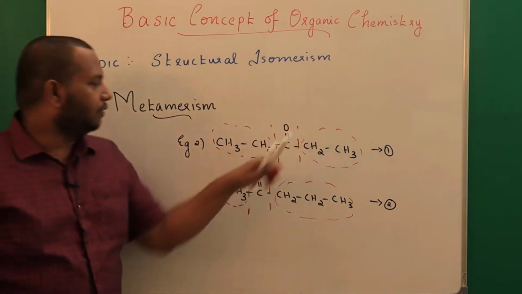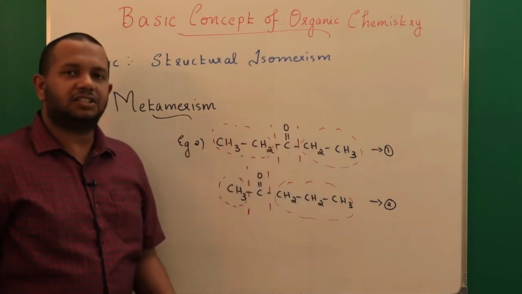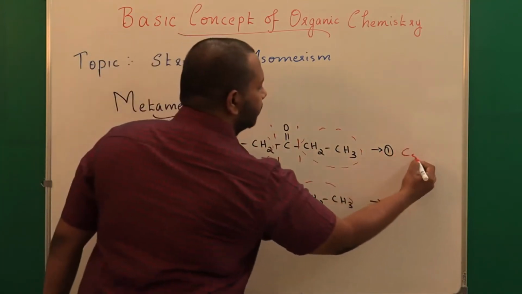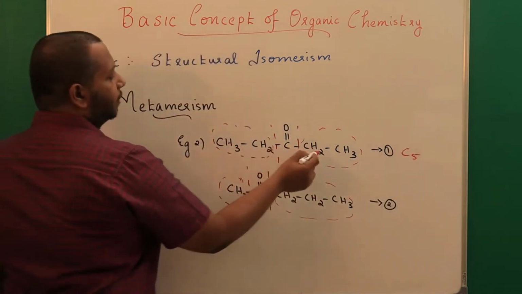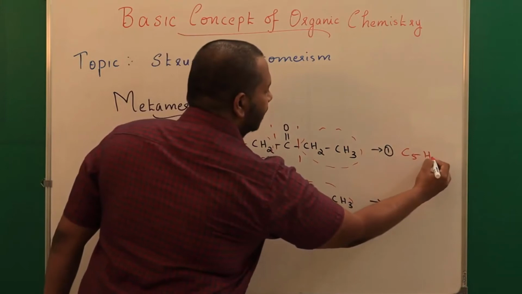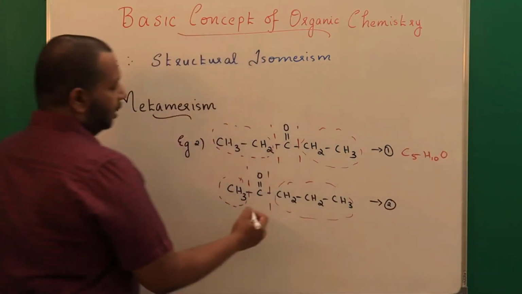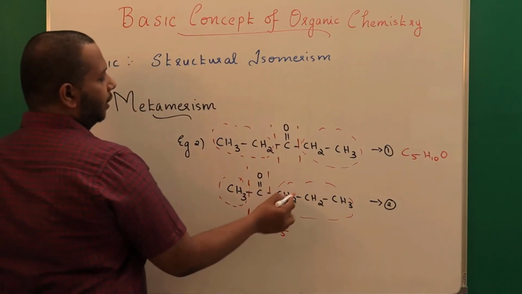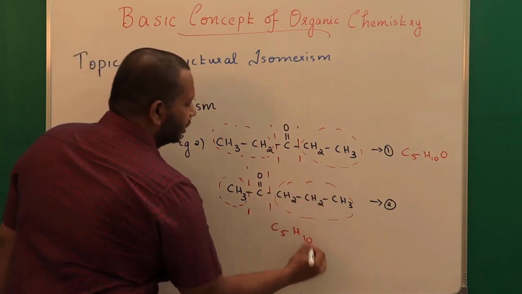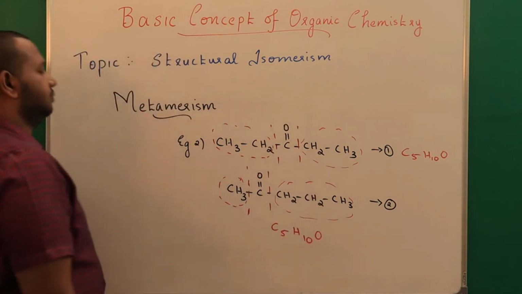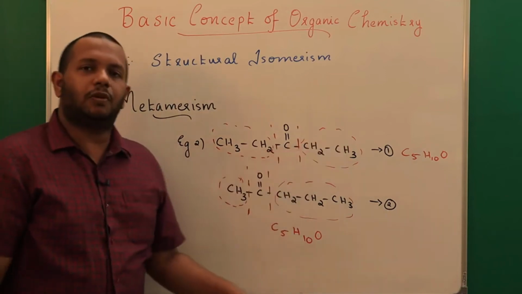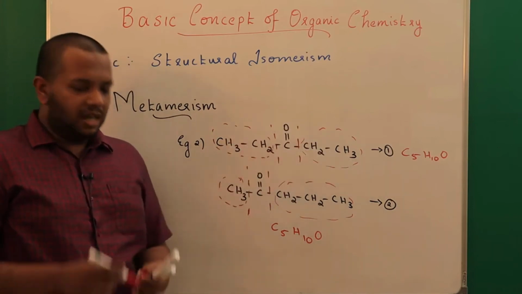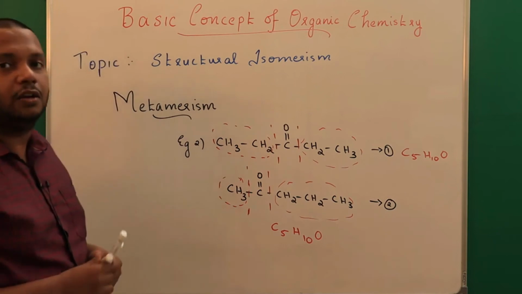That means to the same polyvalent functional group, different alkyl groups are attached, but both have the same molecular formula. 1, 2, 3, 4, 5: C5, hydrogen 3 plus 2, 5, 5 plus 2, 7, 7 plus 3, 10, so C5H10 and 1 oxygen. And here also you can see 1, 2, 3, 4, 5, C5. Hydrogen 3 plus 2, 5 plus 2, 7 plus 3, 10. C5H10 and oxygen is present. Correct? So both have the same molecular formula, but to the same polyvalent functional group, different alkyl groups are attached. And you can now ask me, sir, why did you say it is a kind of position isomerism?